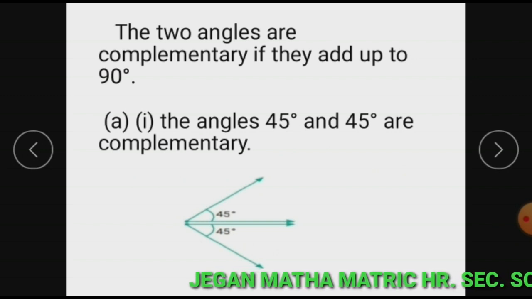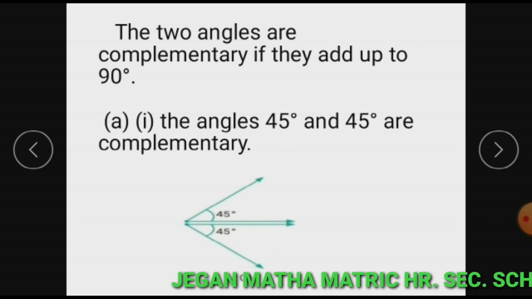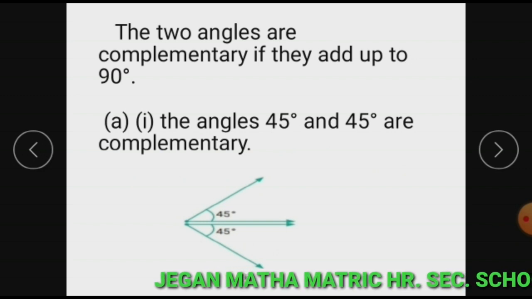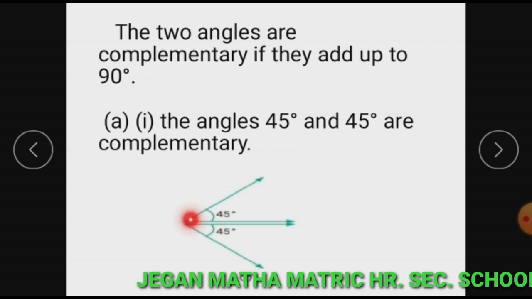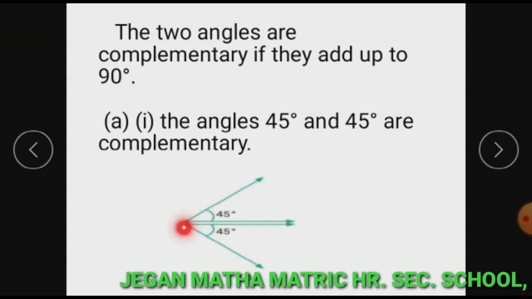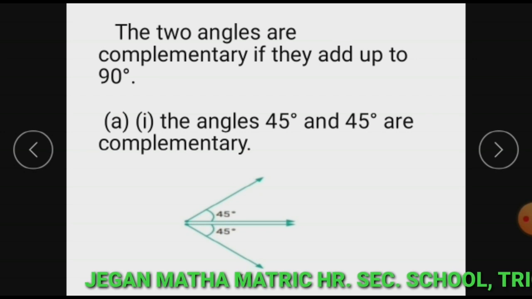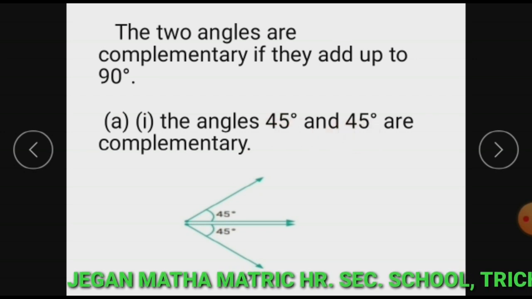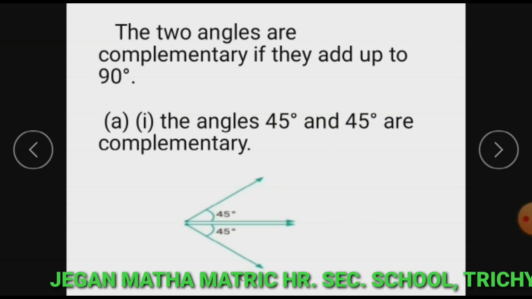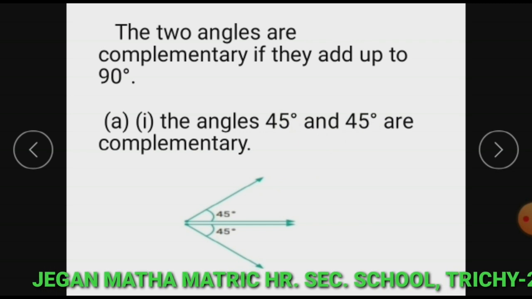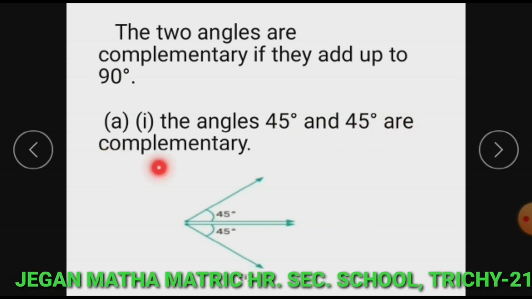Question number subdivision 1. In this figure, the given angles are 45 degree and 45 degree. Now we add 45 degree and 45 degree, we get 90 degree. So the given angles 45 degree and 45 degree are complementary.